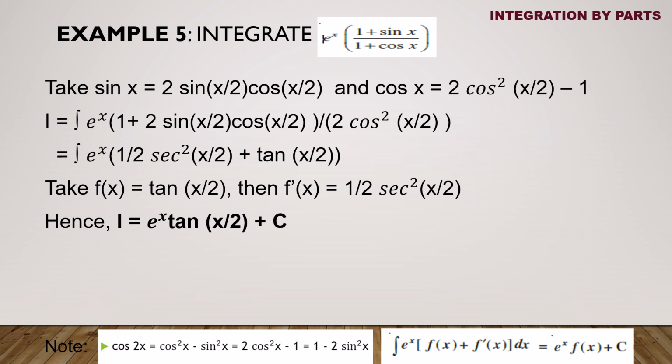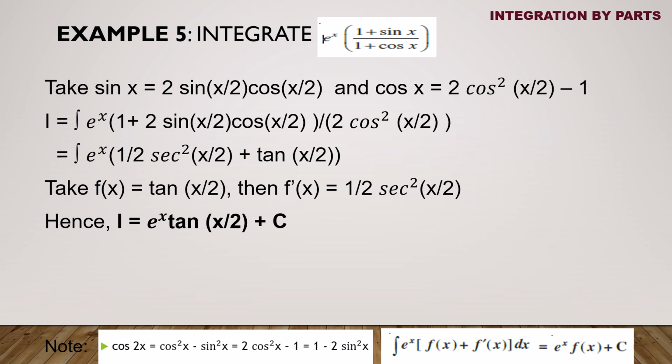Now our integral I is integral of e raised to x into bracket 1 plus 2 sin x by 2 cos x by 2, upon 2 cos square x by 2. Just simplify, take both the terms separately. So the first term is 1 upon 2 cos square, which is sec square, and the second term is tan x by 2. Now since you have e raised to x over here, it should come to your mind that if you take f of x as tan x by 2, the derivative of tan, you know, is sec square. So the derivative of tan x by 2 is sec square x by 2 into the derivative of x by 2, which is half. So f dash of x is half into sec square x by 2.